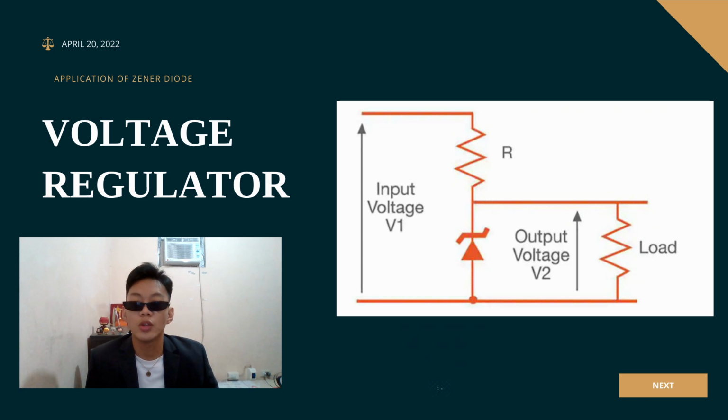And the load resistor naman po is in parallel with the diode. So ang voltage drop across the load is also equal to the Zener breakdown voltage. So ang input voltage po natin ay ang magiging unregulated voltage natin. So with the help of Zener diode, ang magiging output voltage natin ngayon is magiging regulated na.